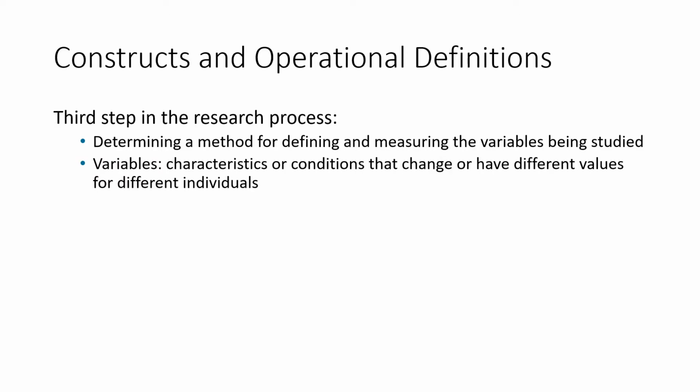If you recall back to the research process that we talked about before, the third step was to determine a method for defining and measuring the variable being studied. So that's basically what we're doing in this chapter. We are working on defining the variable and finding ways to accurately measure it. So variables are going to be characteristics or conditions that change or have different values for different individuals. We talked about this, again, as part of the earlier lecture, but now we're going to look at it deeper.